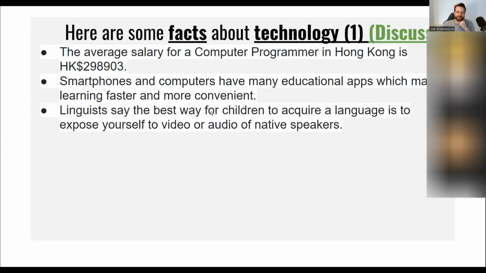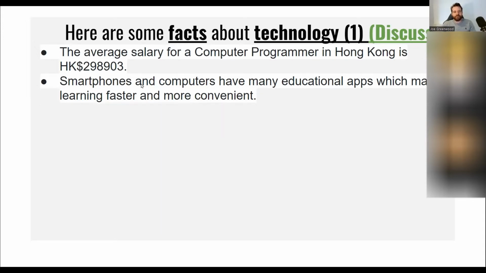How about the next fact? Technology is here to help us. It's helping us to become more convenient. So if you want to write a positive technology essay, you will talk about the convenience. If you want to write a negative one, you'll talk about laziness, because convenience makes you lazy, right? So you can be positive or negative.